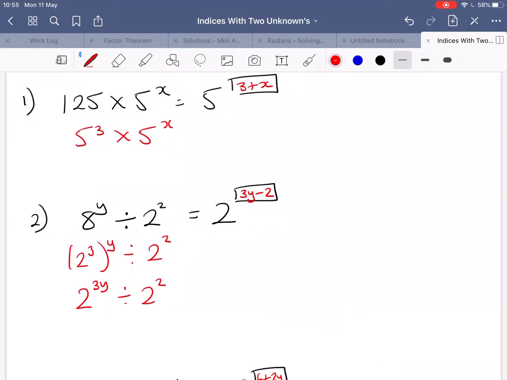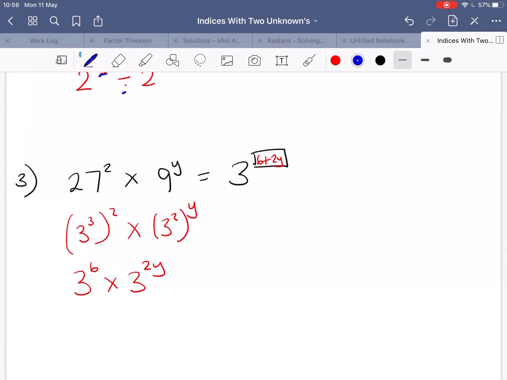Okay, so number 1, 125 is 5 cubed. What do you do with the powers when you multiply? You add them, so you get 5 to the power 3 plus x. Right, 8 is 2 cubed, so 8 to the power y is 2 to the power 3y. What do you do with powers when you divide? You subtract them.